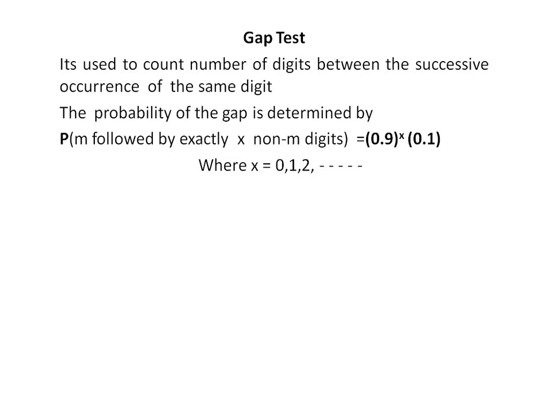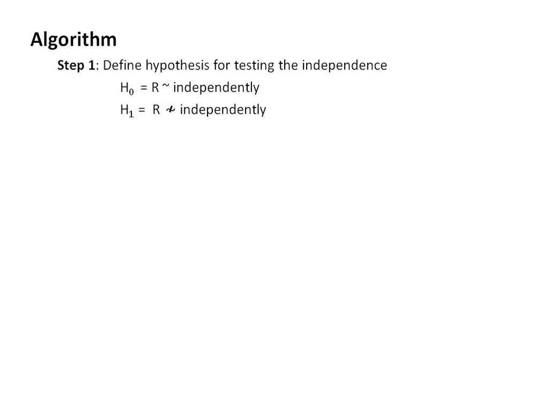probability of m followed by exactly x non-m digits. It is given as 0.9 into 0.1. So 0.9 to the power x into 0.1, where x is equal to 0, 1, 2, 3 and so on. The algorithm is defined as follows.